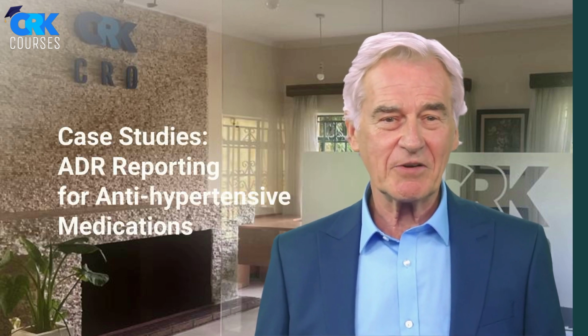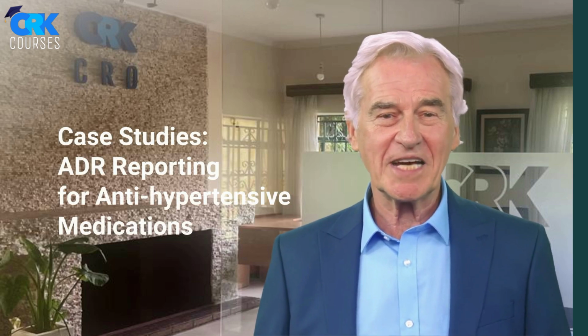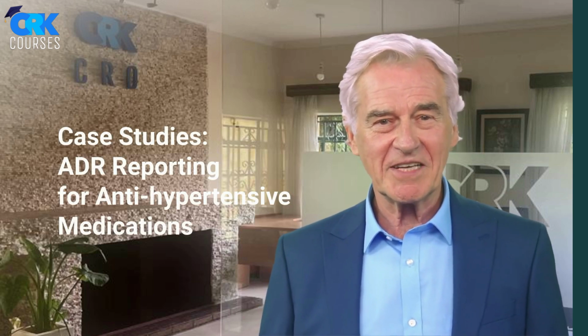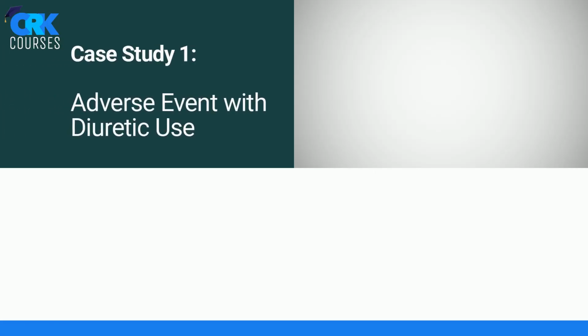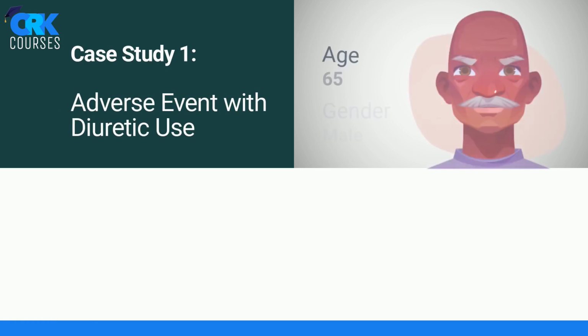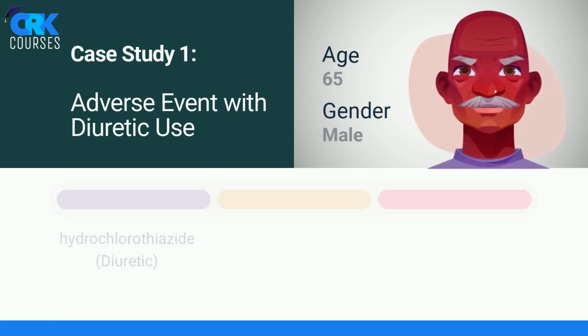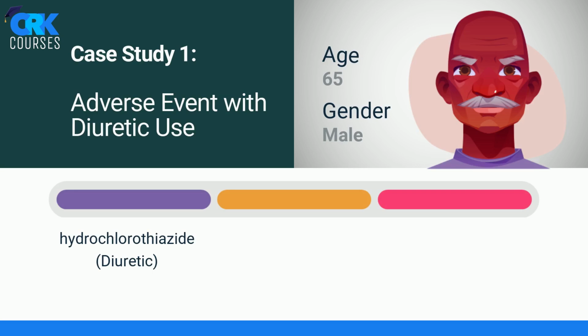Let's now dive into some case studies to understand how ADR reporting can help us manage adverse reactions with antihypertensive medications effectively. In this case study, we have Mr. Smith, a 65-year-old male with hypertension who started taking hydrochlorothiazide, a diuretic. He reports experiencing muscle weakness and frequent leg cramps. The healthcare provider recognizes these symptoms as potential side effects of hydrochlorothiazide leading to electrolyte imbalances.